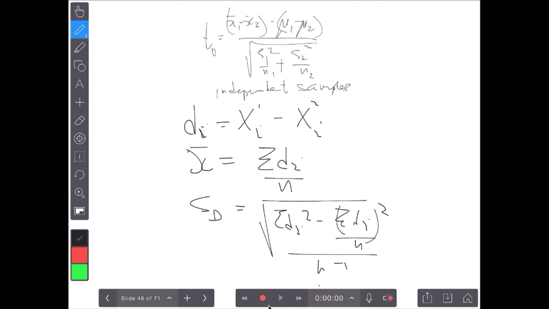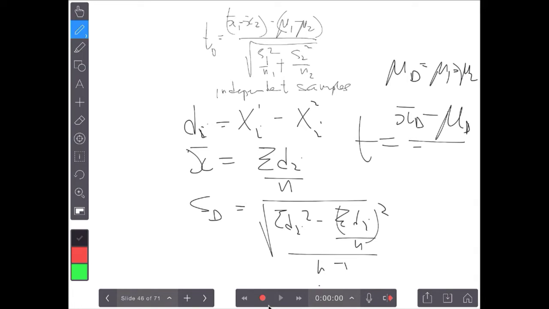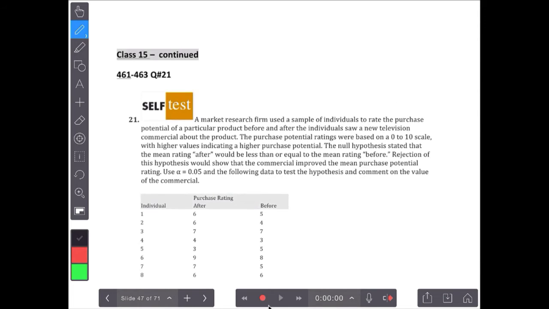So we have that. And so then our t value is just x bar d, for the differences, minus mu d, which we define as mu 1 minus mu 2, over sd, the standard deviation, divided by the square root of n, the standard error. So there you go. All right, so let's actually work a problem and see how that turns out.